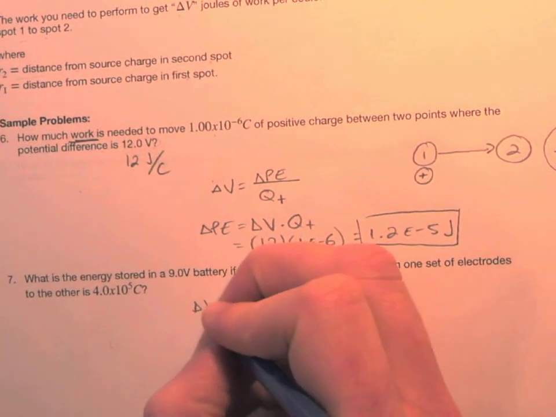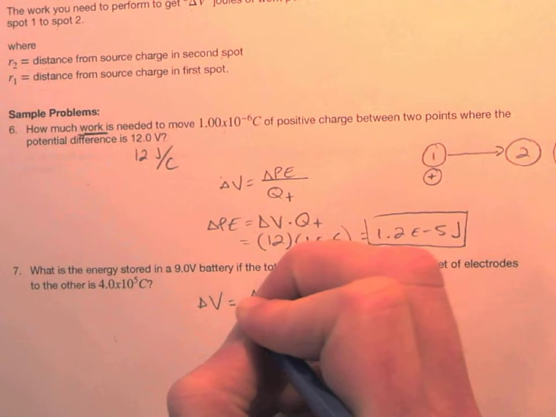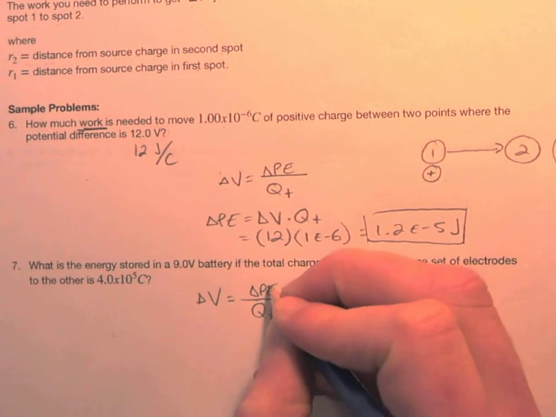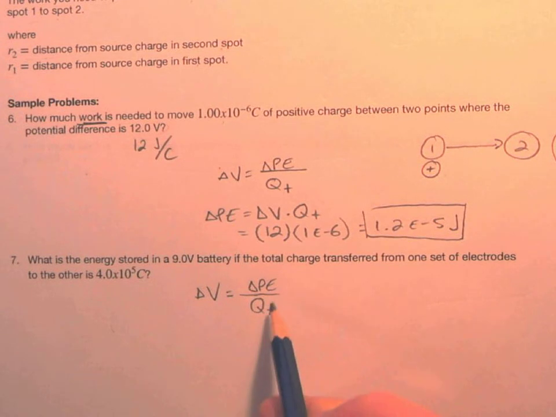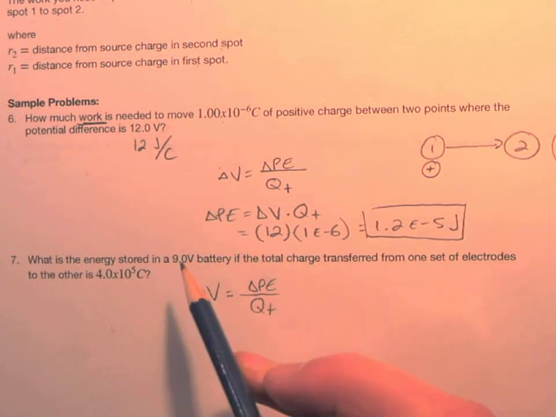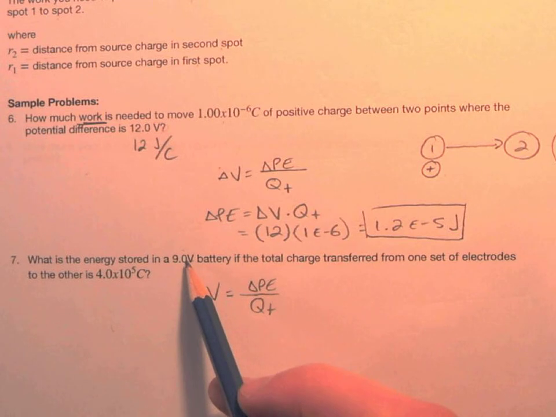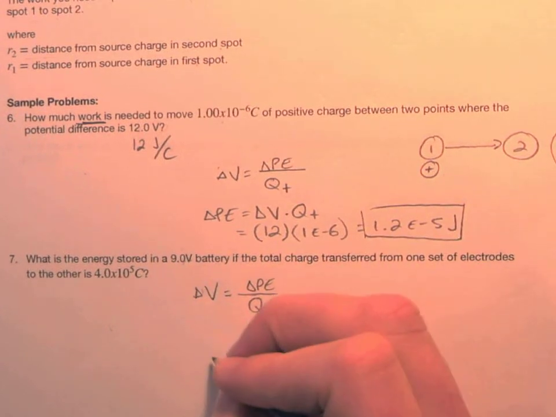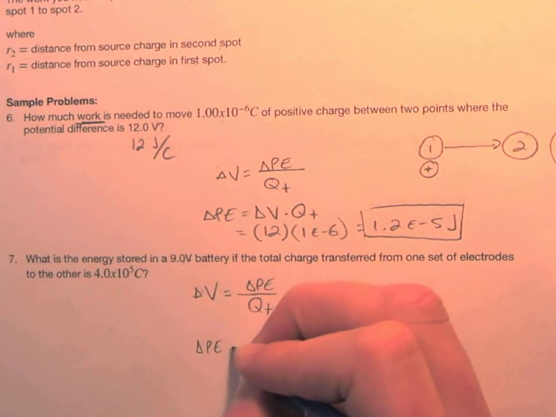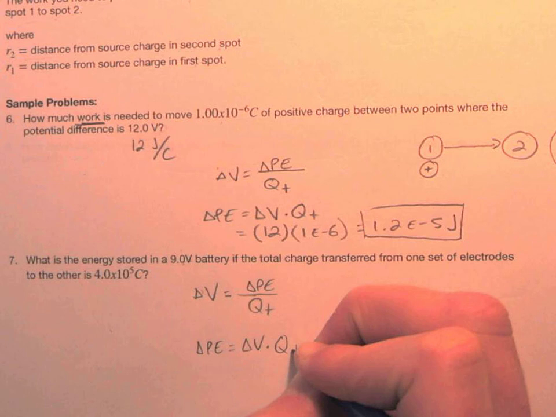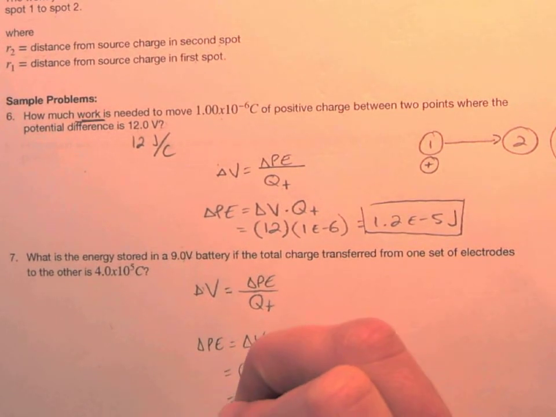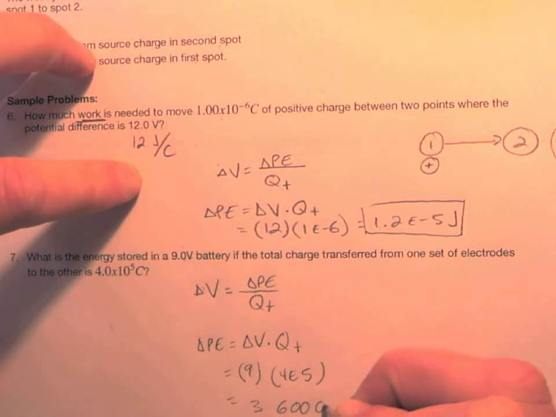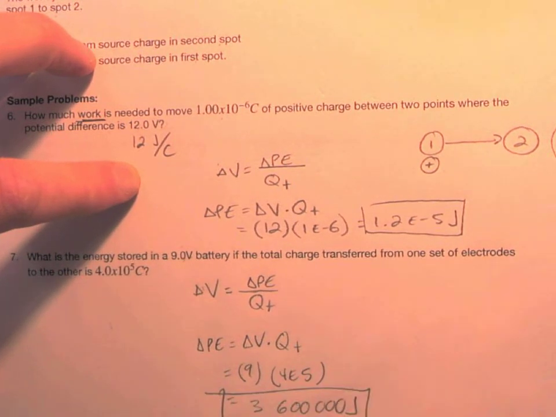So let's use our equation. Delta V is delta PE over Qt. We solve for potential energy: what is the energy stored in the battery? You have your test charge and you have your voltage, which is 9 volts, the number of joules per coulomb of energy that you need to bring from one spot to another spot. So again, delta PE is delta V times Qt, which is 9 times 4e5, which is 3,600,000 joules.